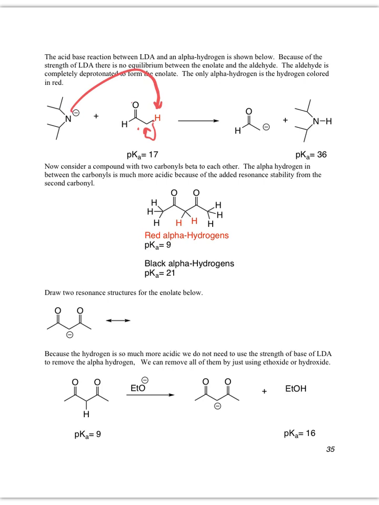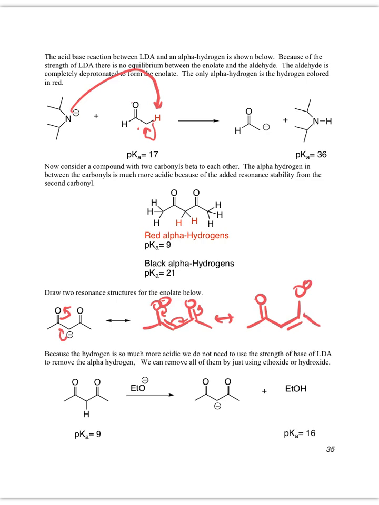And the two hydrogens in between the two carbonyls are going to be much more acidic, because we can draw a resonance structure, as we'll show down below, where we can send the negative charge out on one oxygen, or we can send it down to the other oxygen. So it gives us a lot more resonance structures that we can draw.